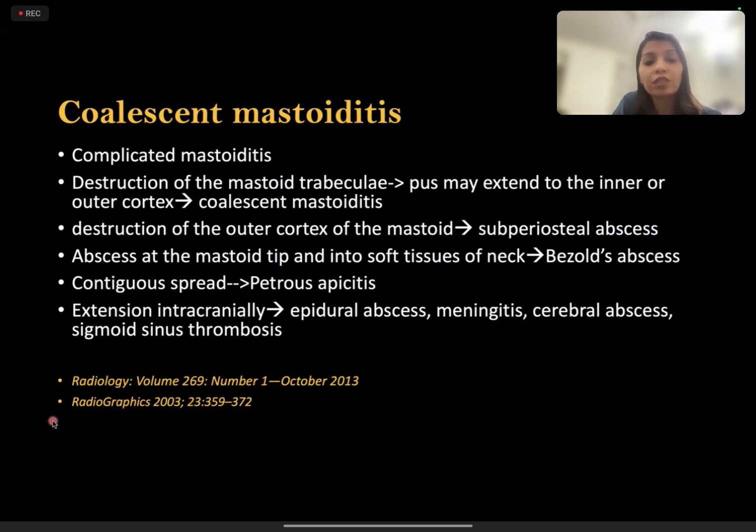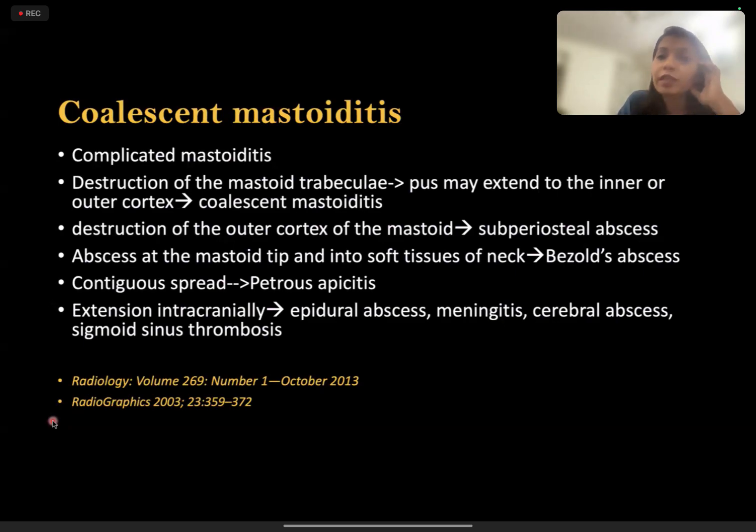If the infection spreads anteriorly through the temporal bone, it can lead to petrous apicitis. If there is extension intracranially, which we nicely saw in our case, it can lead to epidural abscess, meningitis, cerebellar abscess, cerebral abscess if the infection spreads further up, and it can lead to dural venous sinus thrombosis.